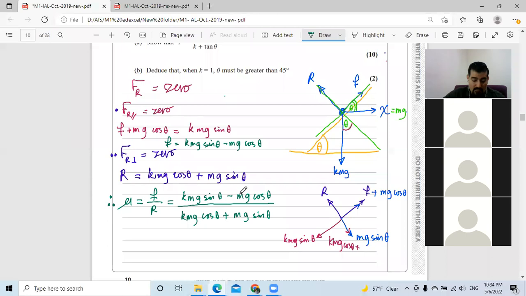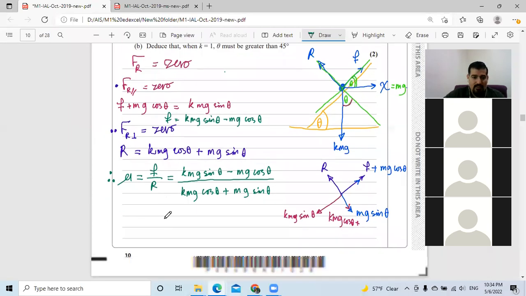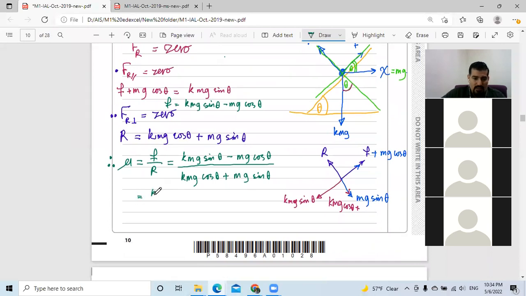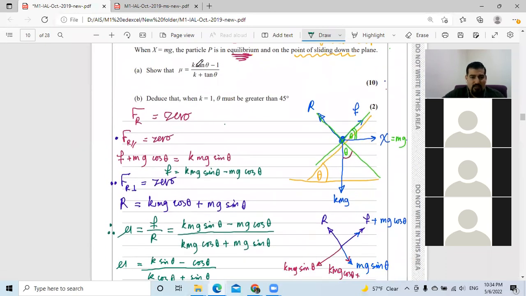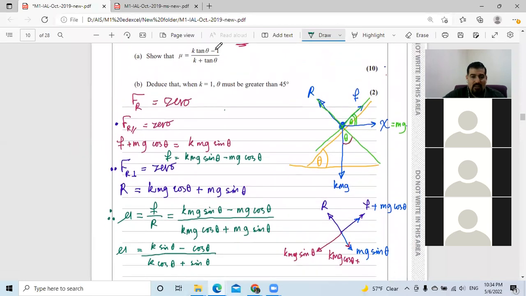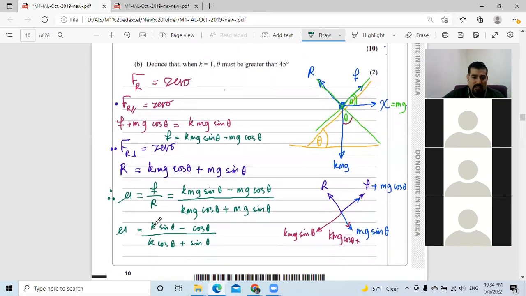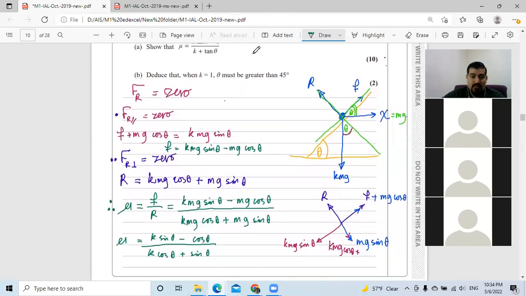Now, can I cancel mg with mg? Yes, of course I can. So what's left is k sine theta minus cosine theta divided by k cosine theta plus sine theta. Let's go back to what they ask. They ask us to write k tan theta minus 1 over k plus tan theta. Now you can see that k is written, sine is written, cosine is written.